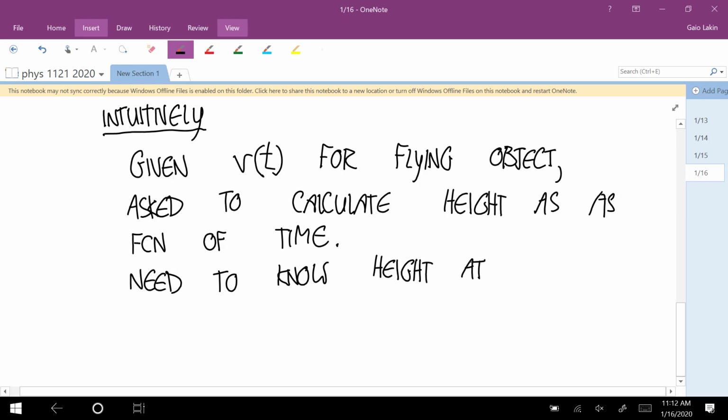So in order to do this calculation, you need to know the height at some specific time. And that's the boundary condition. Any questions about that?